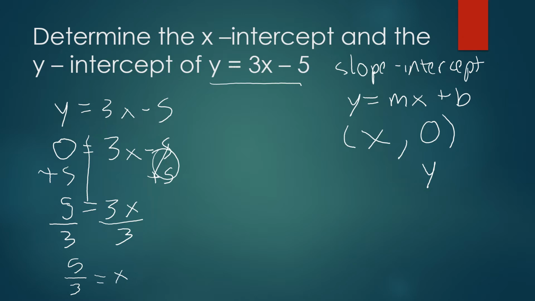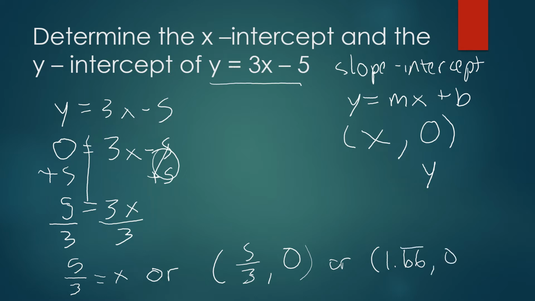You could write it as 5 over 3 comma 0, or get the decimal, which is 1.66, with the little bar, comma 0.